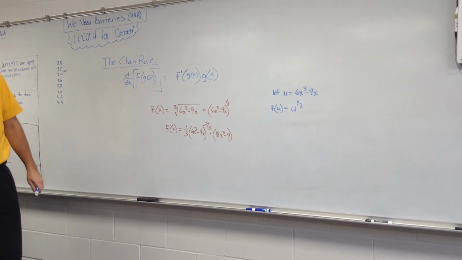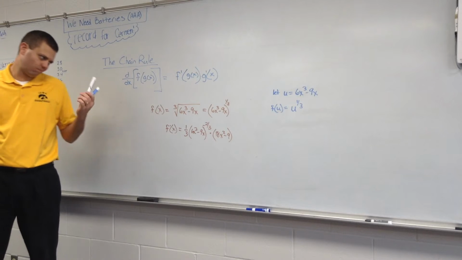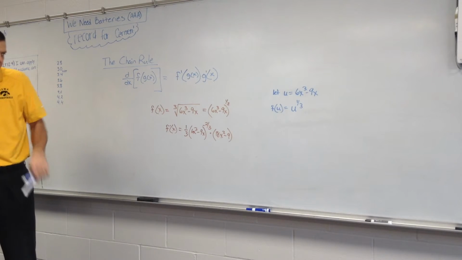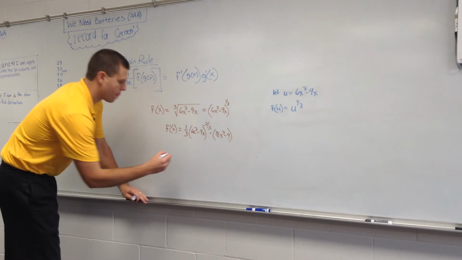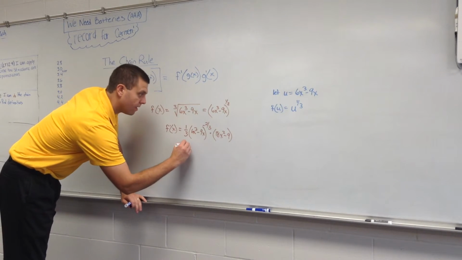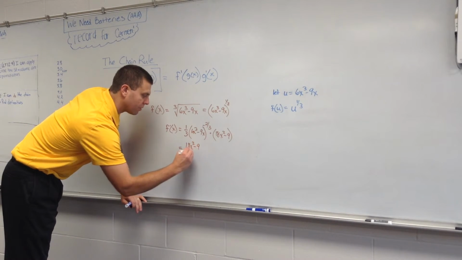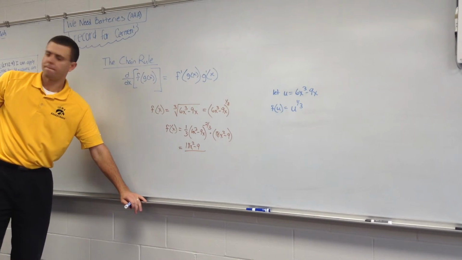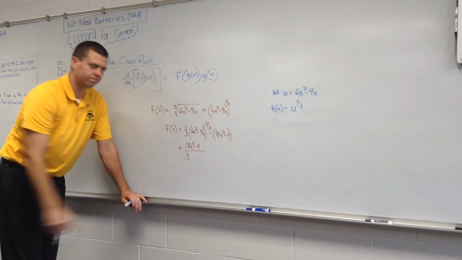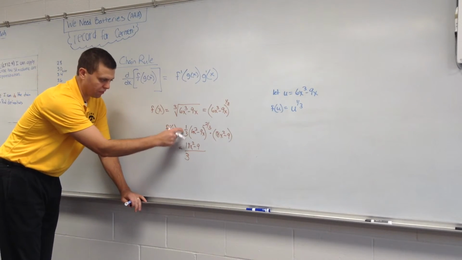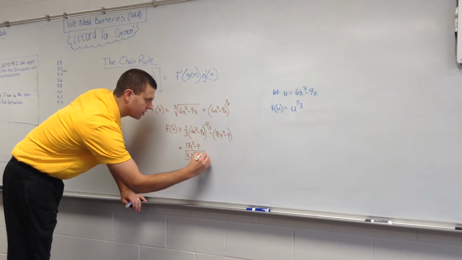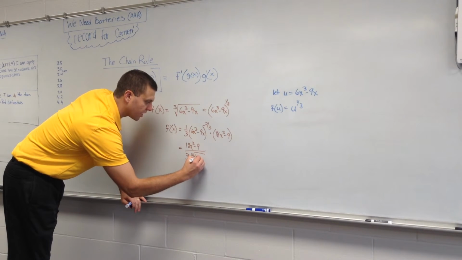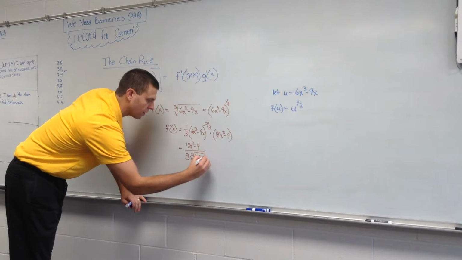Can you leave it like that? That's kind of messy. Well, I want you to see how it simplifies. Actually, it's not bad. It'd just be 18x squared minus 9 on top, and 3 on the bottom, that 3 from the 1/3. And then you'd have the cube root of 6x to the 3rd minus 9x squared.